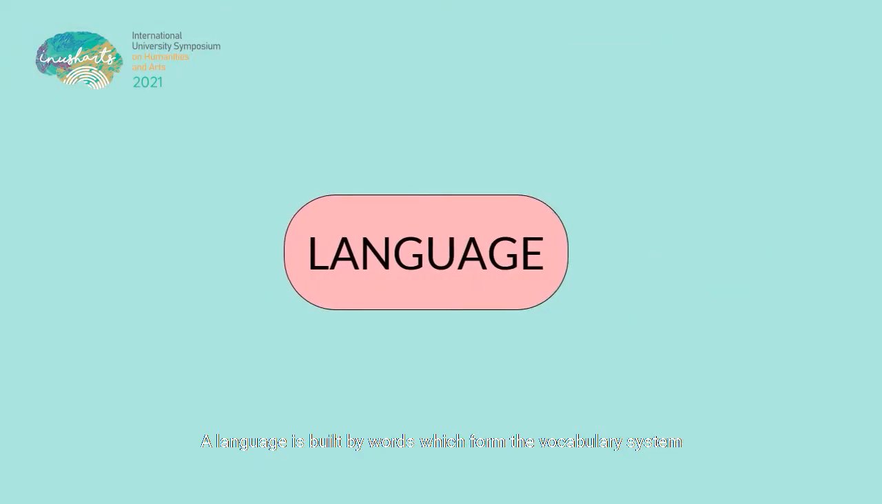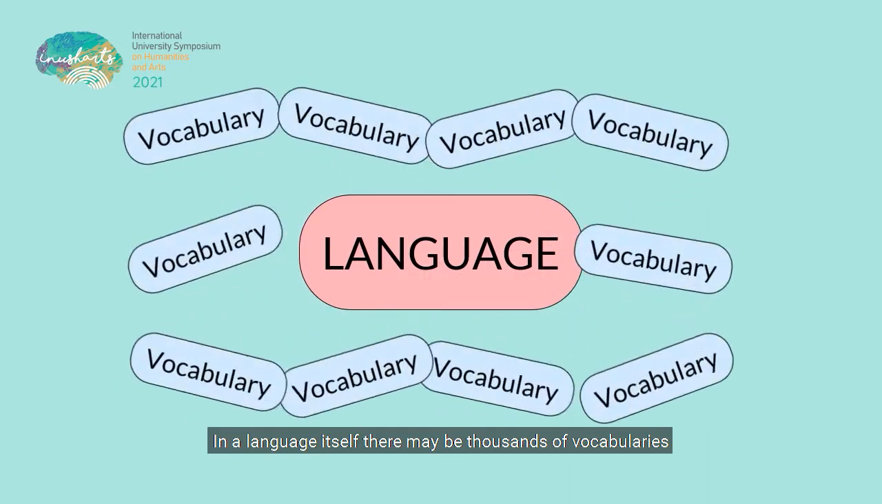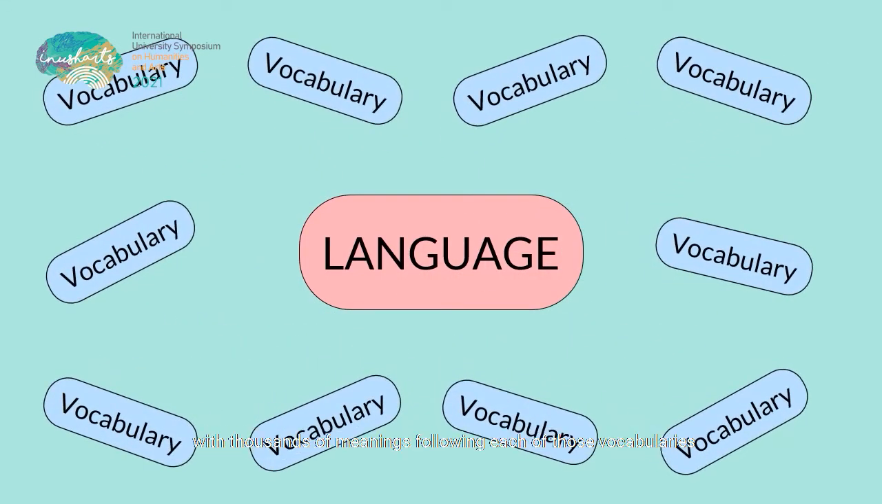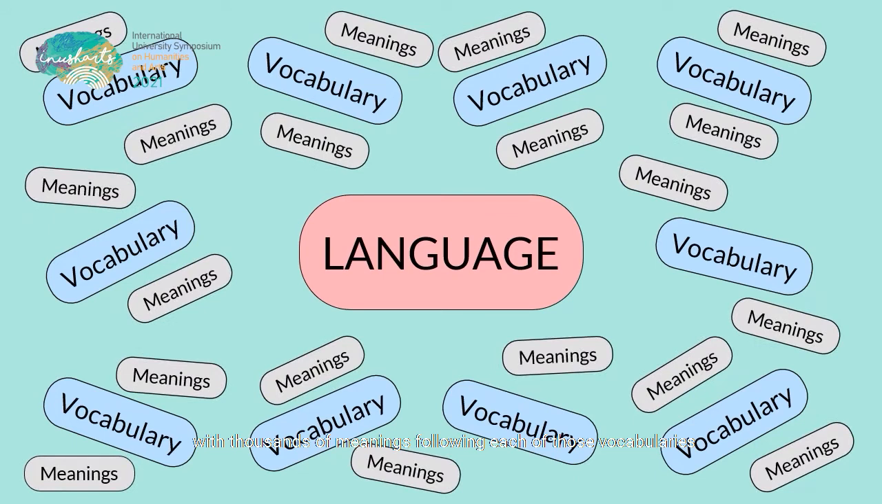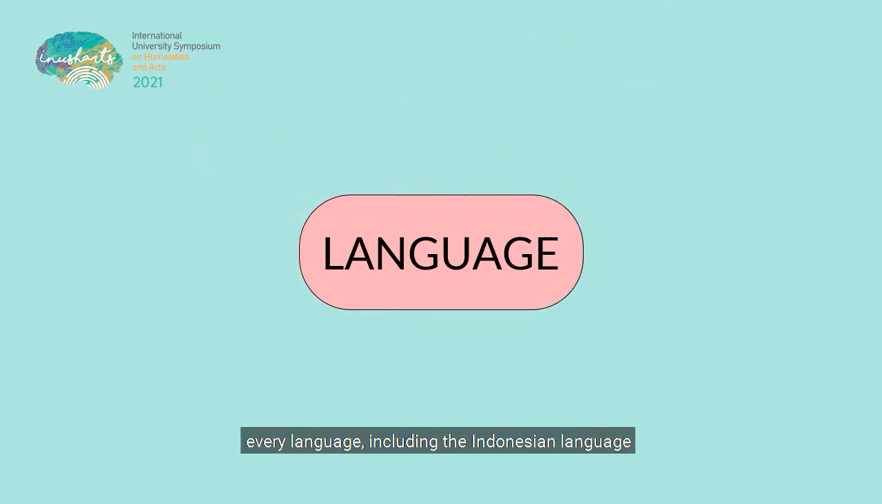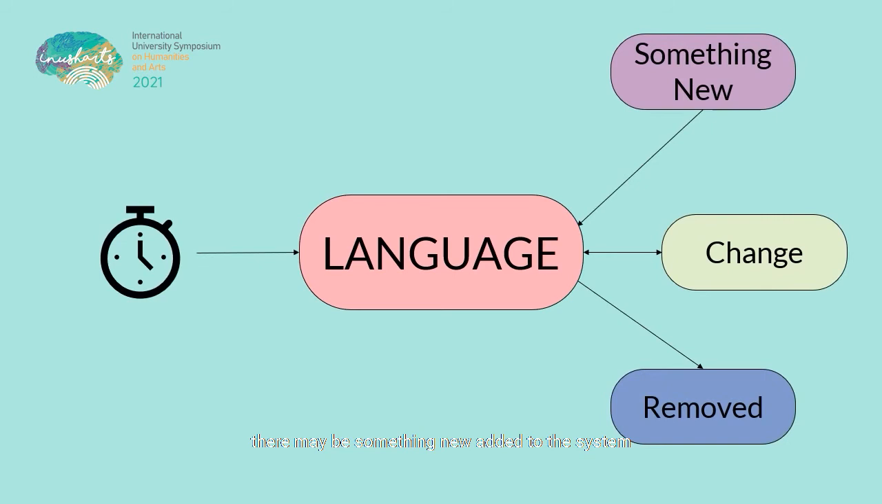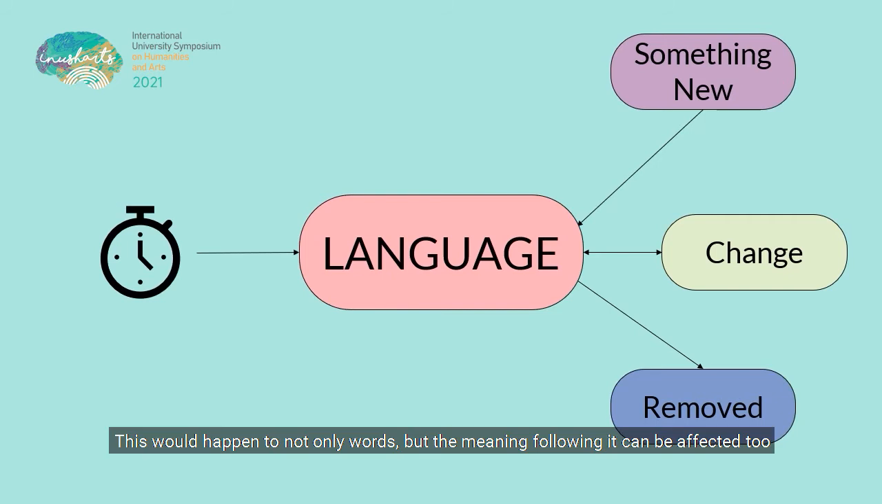A language is built by words which form the vocabulary system. In the language itself, there may be thousands of vocabularies with thousands of meanings following each of those vocabularies. Throughout the years, every language, including the Indonesian language, experiences evolution. In every turn of events, there may be something new added to the system, something changed, or something removed. This would happen to not only words, but the meaning following it can be affected too.